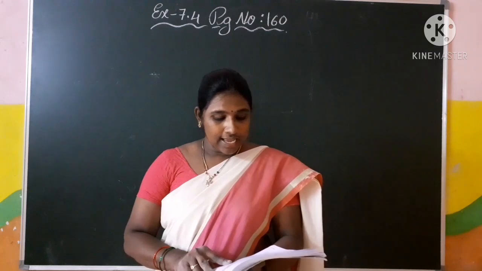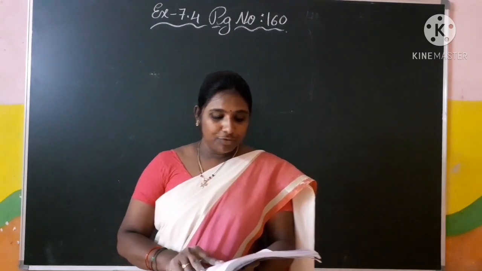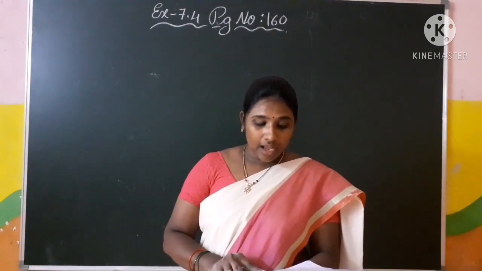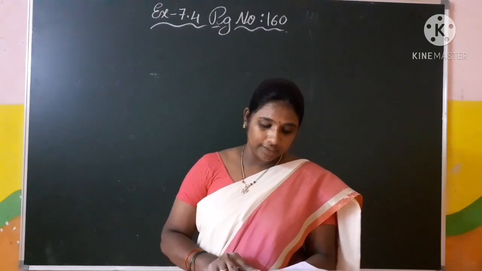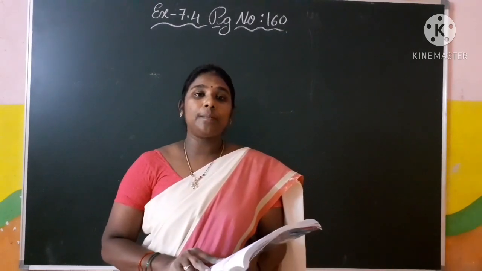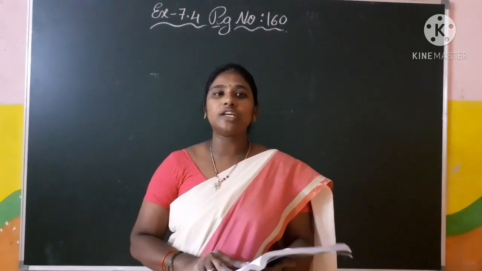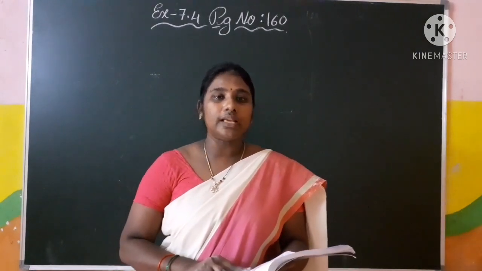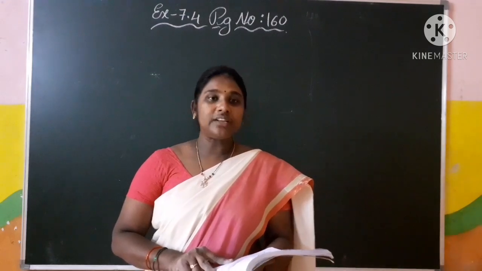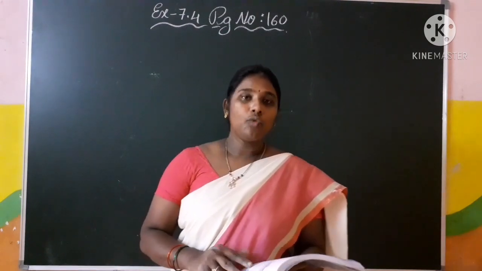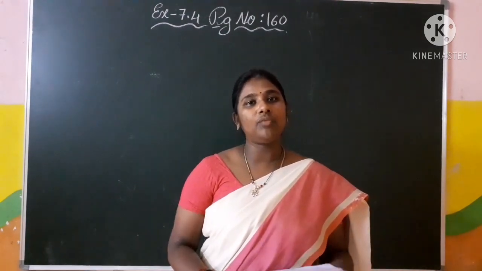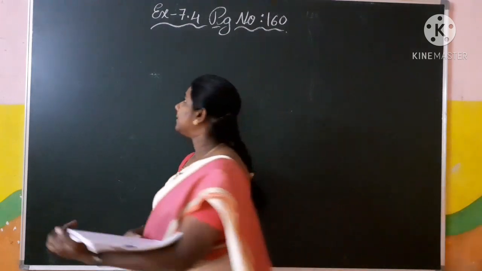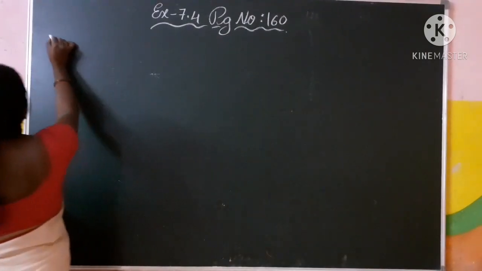First question. A rectangular playing field has an area of 440 square meters. The playing field is in the shape of a rectangle. If its length is 22 meters, find its breadth. Length is given, we have to find its breadth.